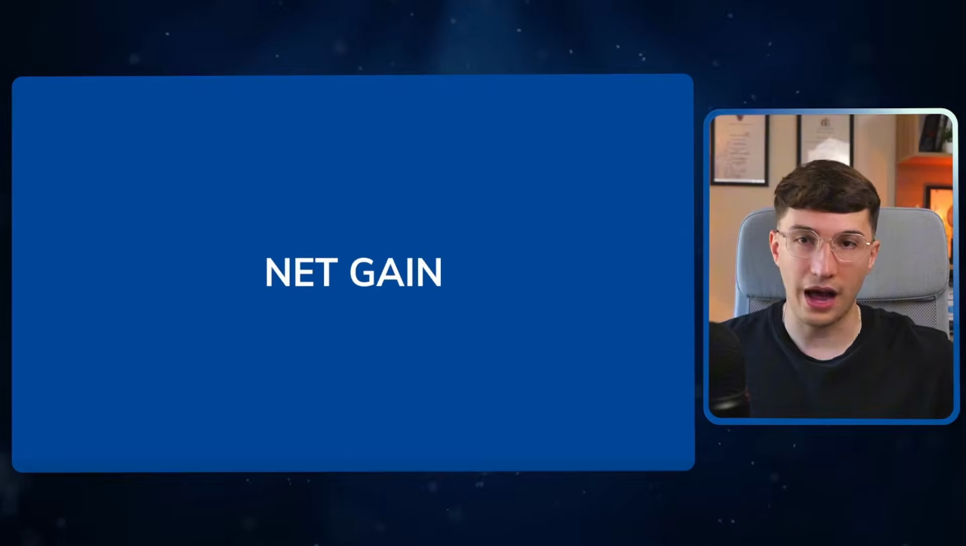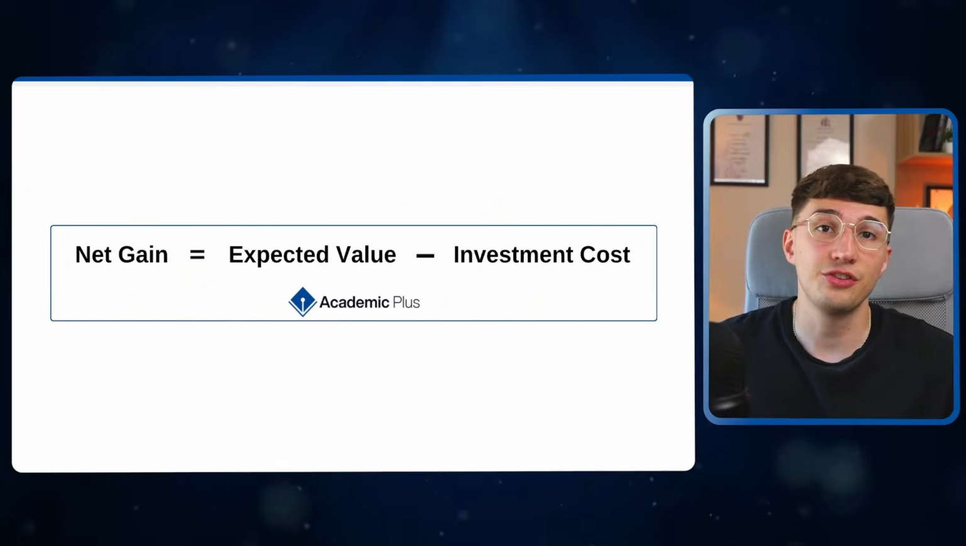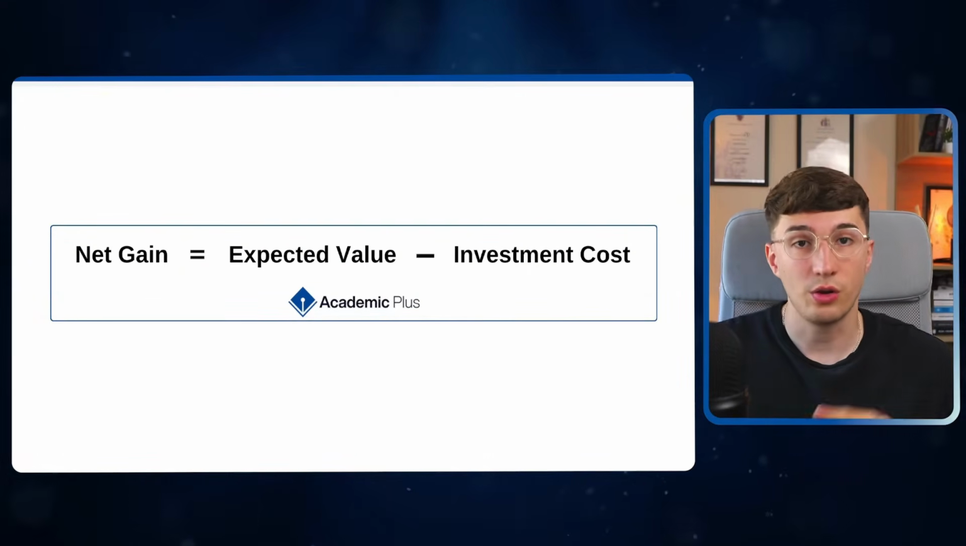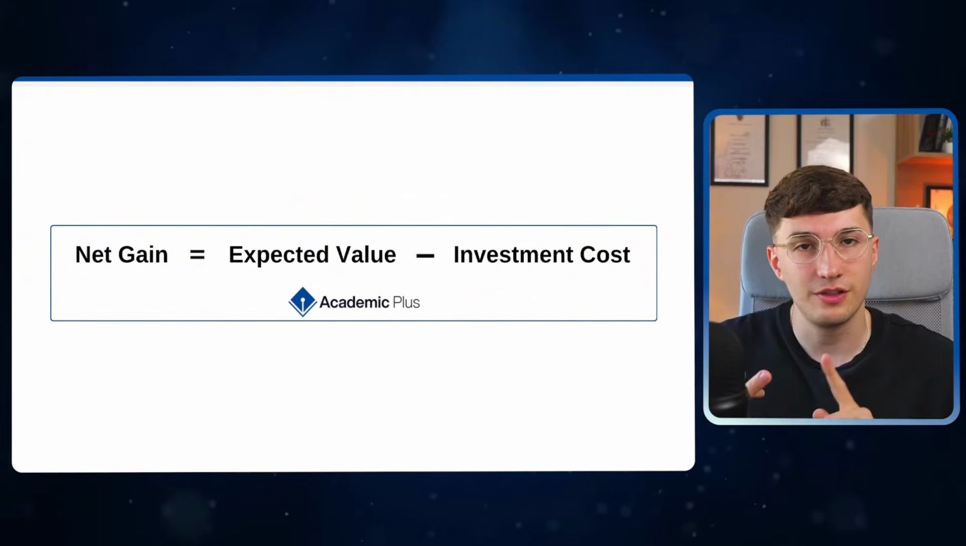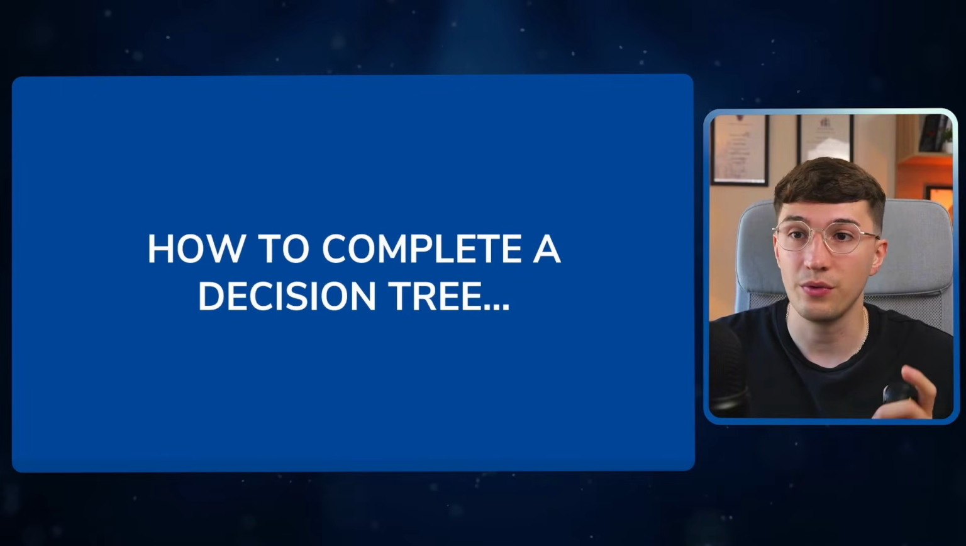The next one we have is what we call our net gain. The net gain is the difference between the expected value of an investment option and its investment cost. In essence, how we calculate this is that we take the expected value, or the total expected value, minus the investment cost. Let's now go through a step-by-step example to show you how this works.